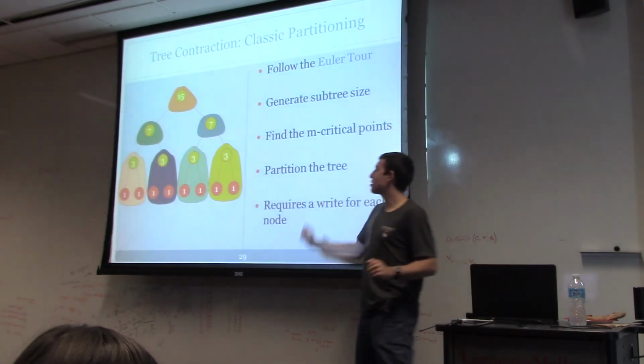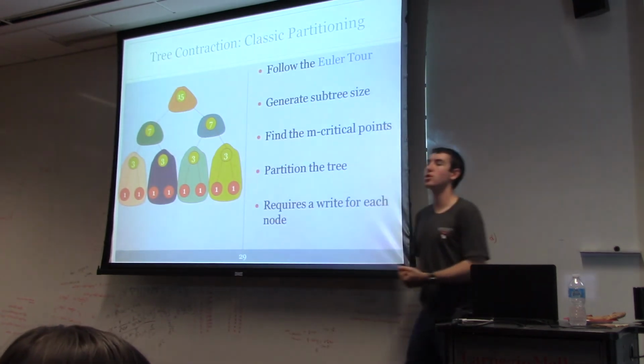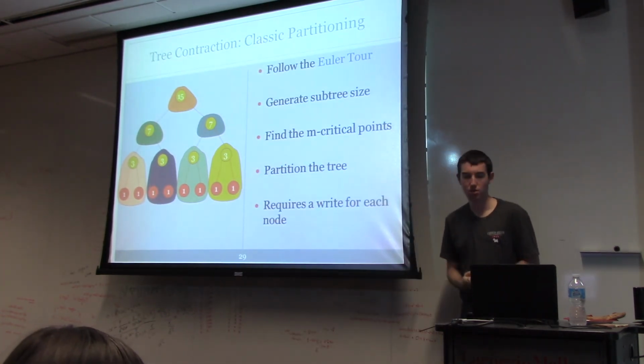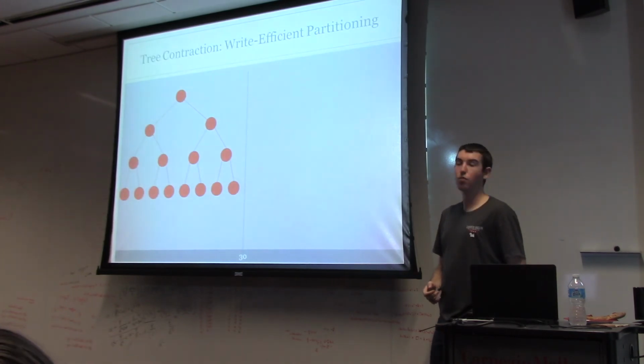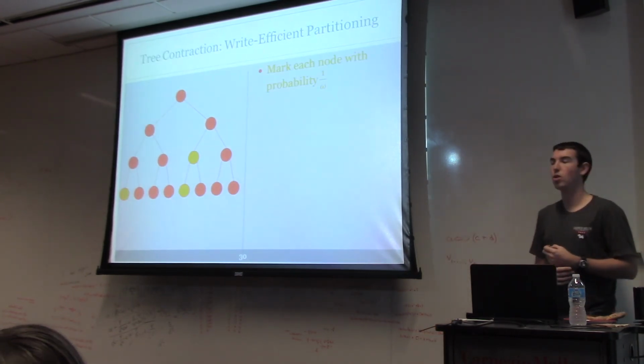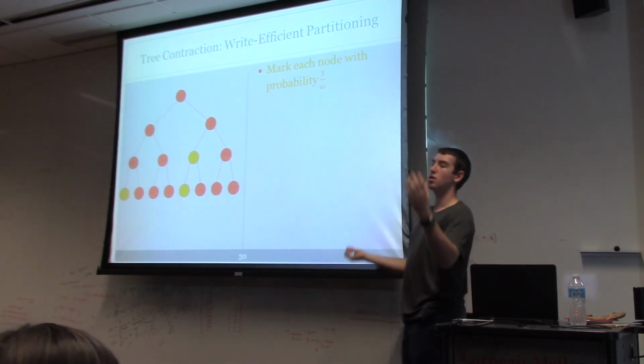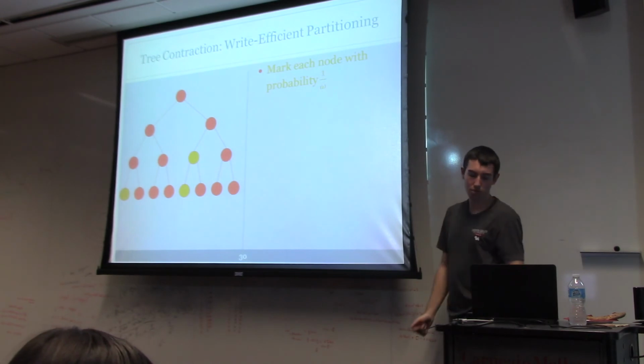Because in order to do this, you need to write down the size of each subtree. And that's a write for each element in the tree, which is O(n) writes. So for our partitioning, we're going to mark each node with probability 1 over omega. So each node flips a coin. All the nodes that flip heads mark themselves.